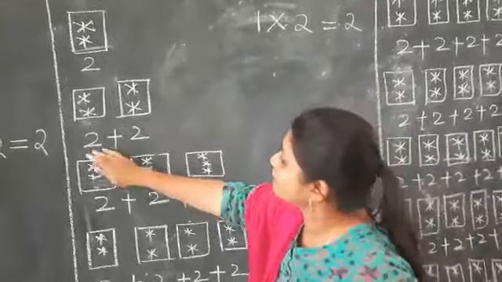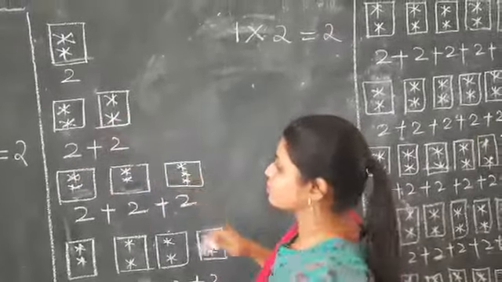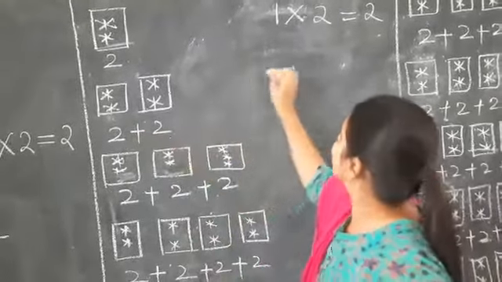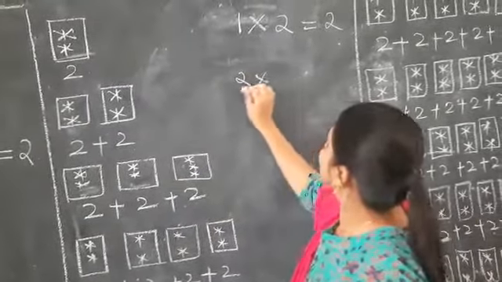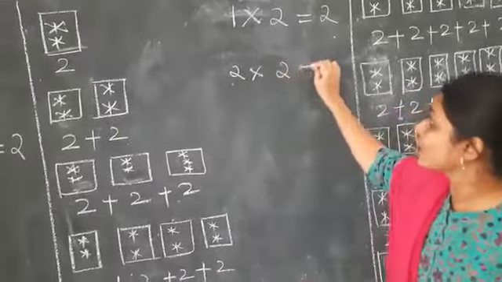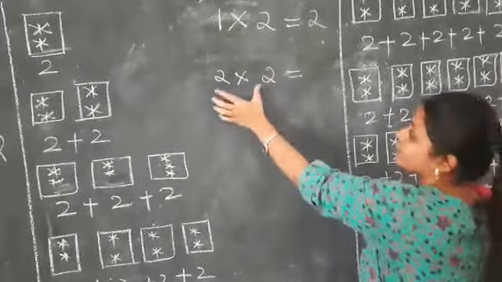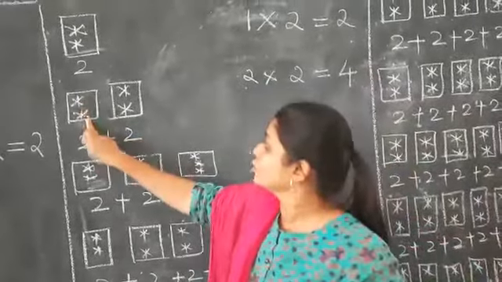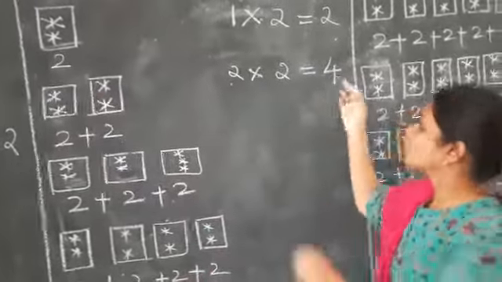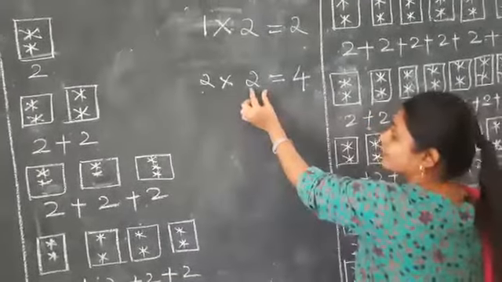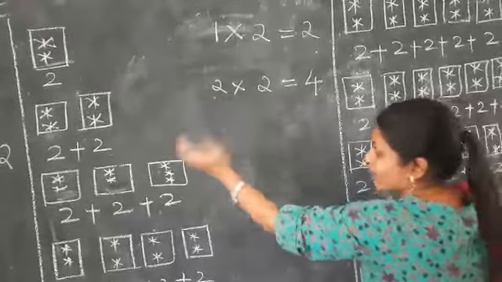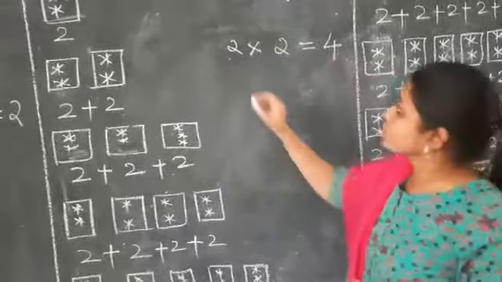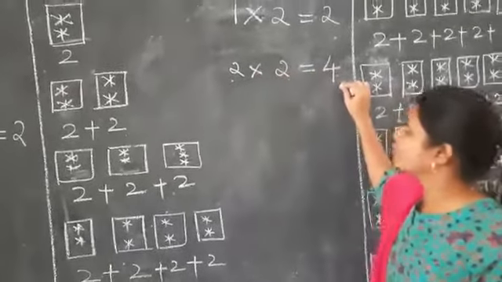Next we have 2 groups of 2 stars, 2 stars in each group. We represent this as 2 groups of stars into 2 stars in each group, and we write 4. So when you count also, you get 4 here: 1, 2, 3, 4. First you write the number of groups and then the number of stars present in each group, which equals the total number of stars, 4. So we read it as 2 2's are 4.